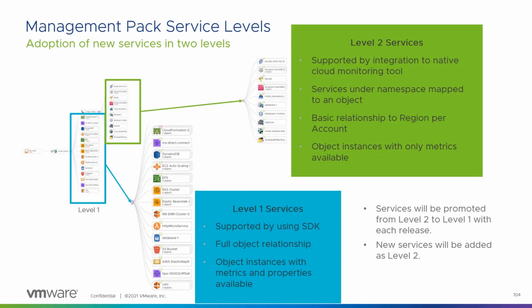Let's look at how this will improve our coverage. Existing services that we covered are level 1 services. They have full relationship visibility and support metrics and properties. New services will be added as level 2 services using native integration with public cloud monitoring tools. The relationships are basic, mapping to a specific parent region, and only metrics are available. With each release, new services will be brought in as level 2, and existing level 2 services will be promoted to level 1.